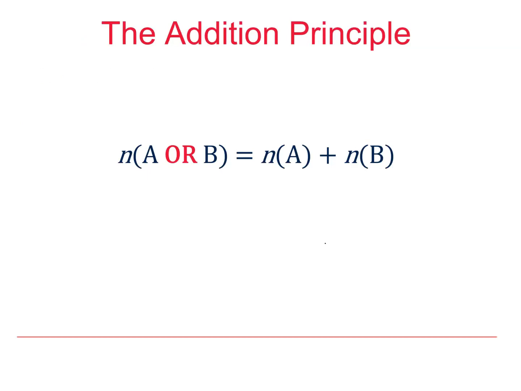This is an example of the addition principle. The number of ways of choosing from A or from B is the number of ways of choosing from A plus the number of ways of choosing from B. These rules should seem familiar to you. They're very closely related to the addition and multiplication laws in probability.